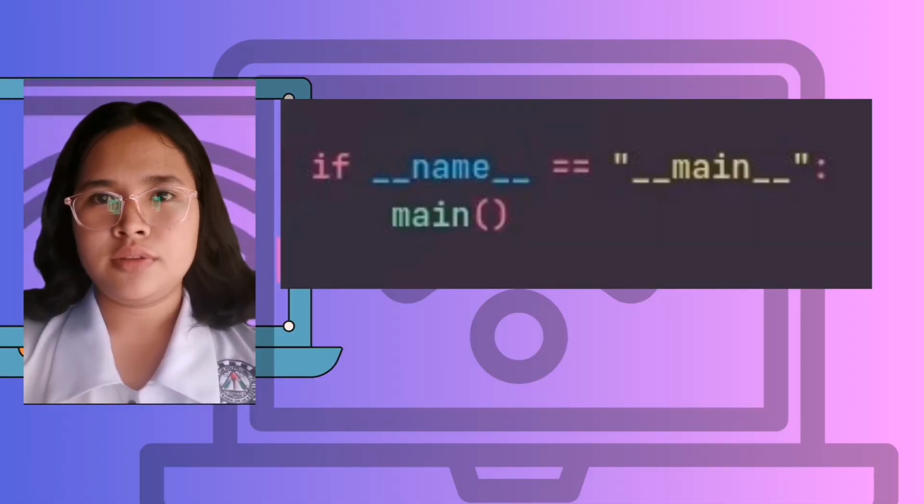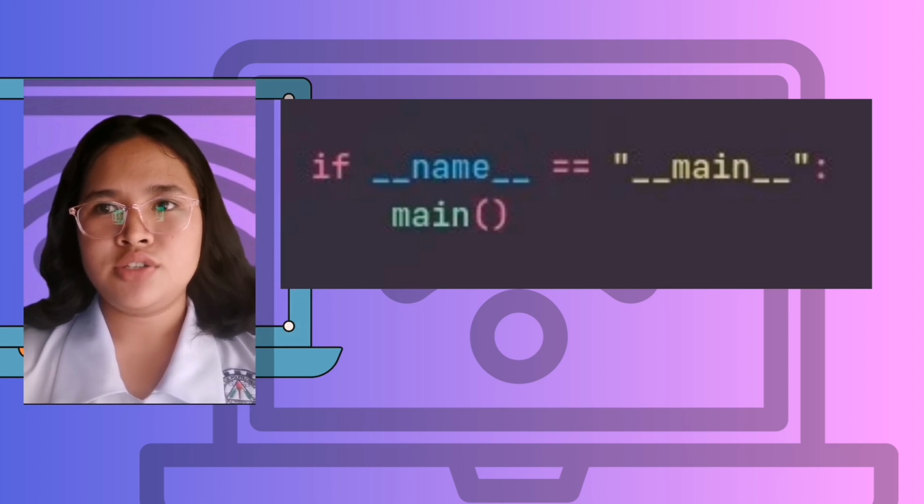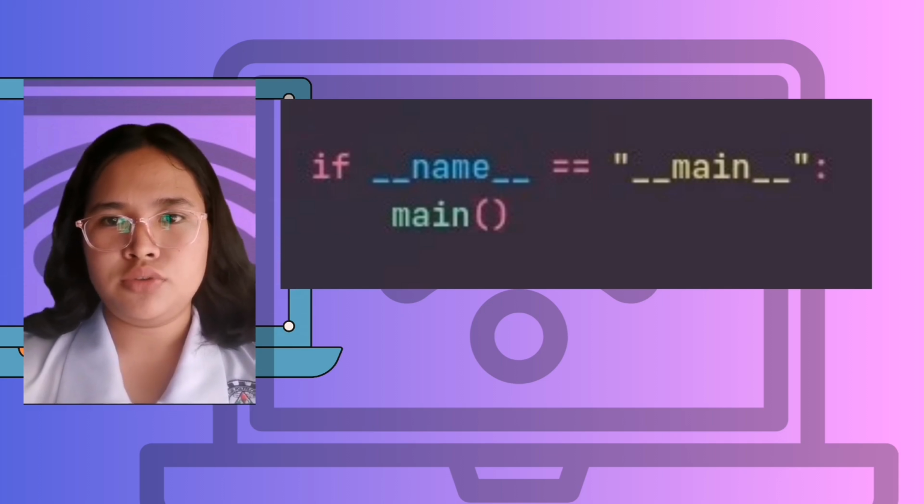Main execution. The script starts running from a main function when executed as a script. This ensures the code inside main runs only if the script is executed directly, not when imported as a module.